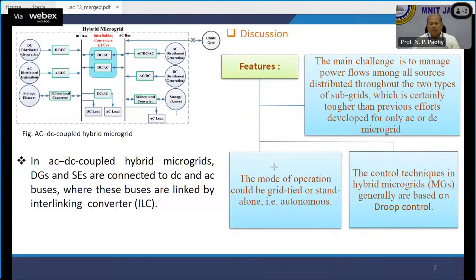There are many important features and challenges. So what are the challenges of this structure? The main challenge is to manage power flow among all sources distributed throughout the two types of subgrids, which is certainly tougher than previous effort developed for only AC or DC microgrid. So this is certainly a better structure. All right. The mode of operation could be grid-tied or standalone, that is autonomous, and the control techniques in hybrid microgrids generally are based on a true control mechanism that you have already learned.